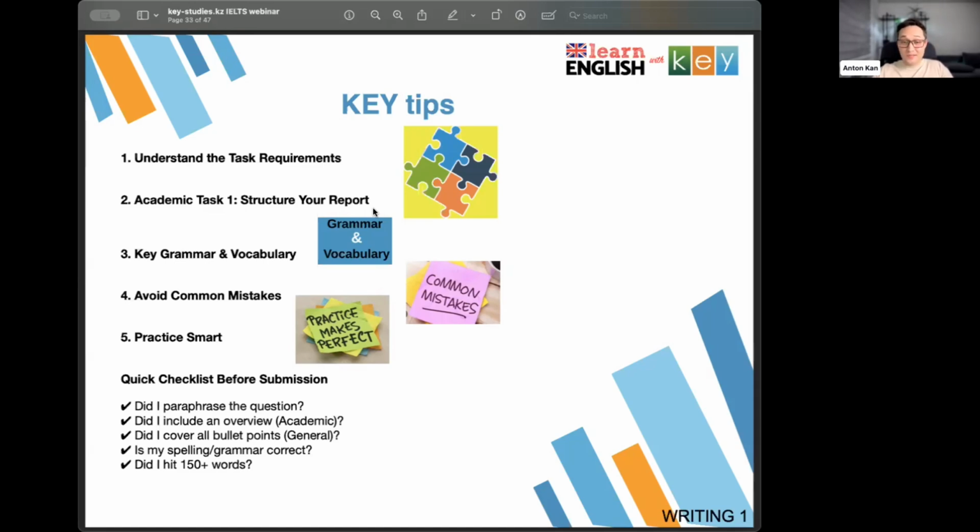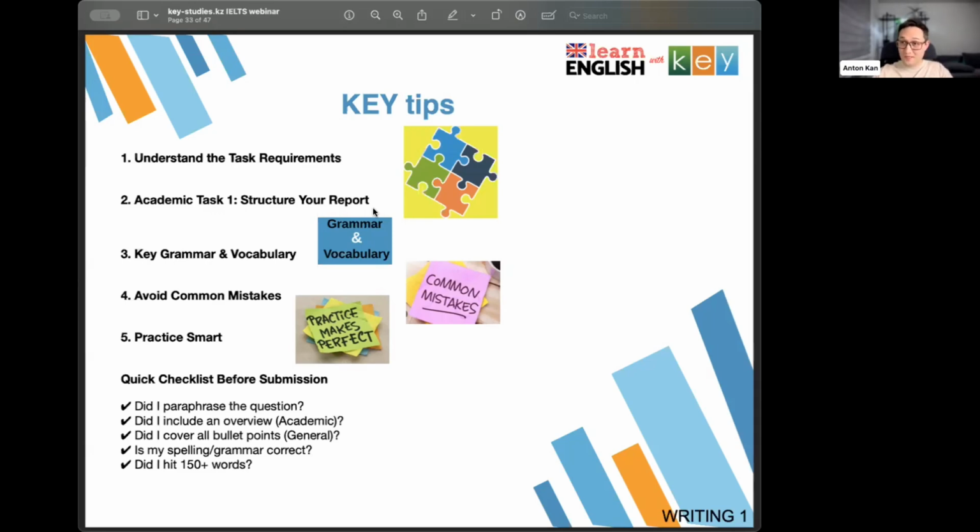You should also avoid some common mistakes. If you give opinions in academic task 1, mistake. If you miss key trends, again, in academic task 1, and you do not mention the highest or lowest values, it's a mistake too. If you use incorrect tone, for example, you've got to write an informal letter, but you use formal language, also incorrect. And if you write under 150 words, you automatically lose marks.